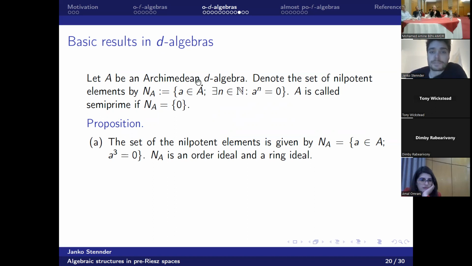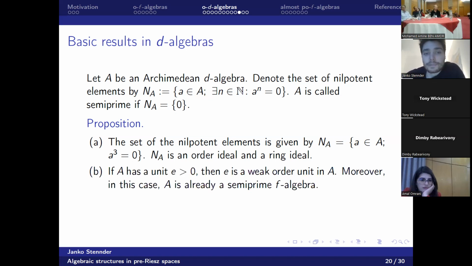We have some Archimedean D algebra A, then the set of nilpotent elements, which are just elements such that there exists an exponent such that the element to this exponent is 0, is denoted by N(A). And it's called semi-prime if 0 is the only nilpotent element. Then it is well known that in an Archimedean D algebra, the nilpotent elements are just the ones where the cube is 0. And this set of nilpotent elements is an order ideal and of course also a ring ideal.